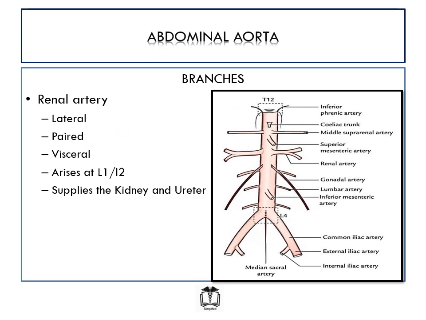The fifth artery, as a branch of the abdominal aorta, is the renal artery. It's a large artery that is classified as being lateral, being paired, and also being visceral in terms of its supply. It arises from the junction between L1 and L2, and it is supplying visceral structures that include the kidney and part of the abdominal ureter.